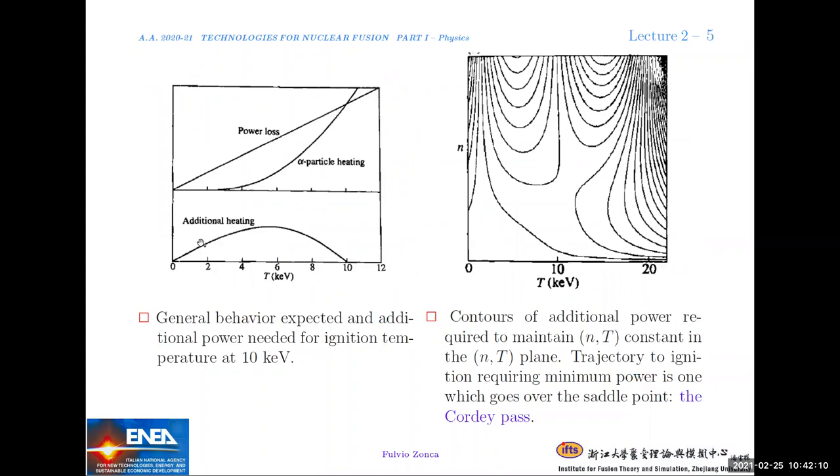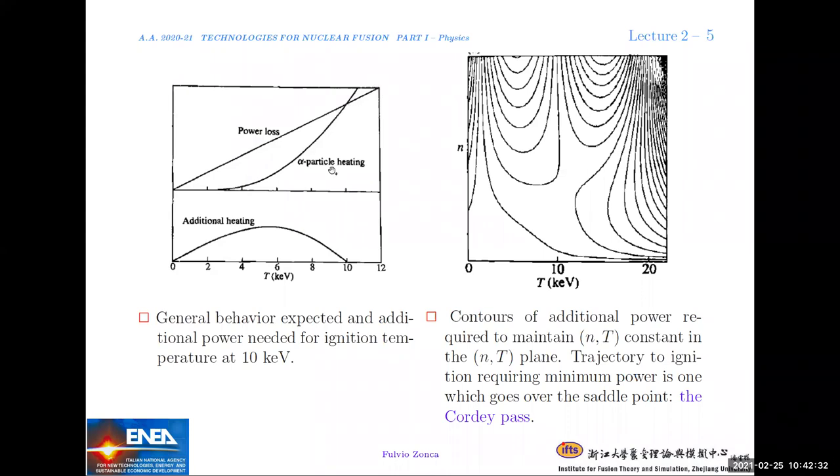Okay, so the additional heating is here that we need in order to compensate for the fact that the power loss is in excess. And of course, it will be peaked somewhere here where the distance between these two curves is maximum. When the two curves cross each other, it means that we don't need additional heating to further drive an increase in the temperature.